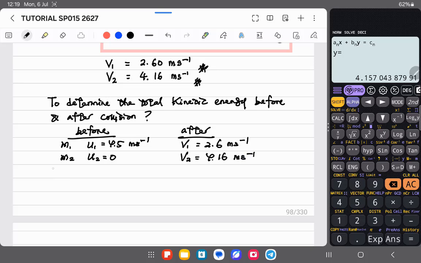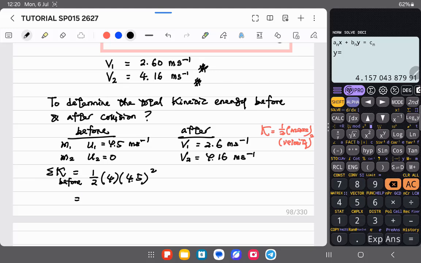So, we are going to calculate the total kinetic energy before collision. How to calculate kinetic energy? The formula to calculate kinetic energy is half multiplied by the mass multiplied by velocity squared. So the total kinetic energy before collision will be half, mass for ball 1 is 4 kg, the velocity is 4.5 squared. Then there will be no kinetic energy for the second ball because it's at rest.